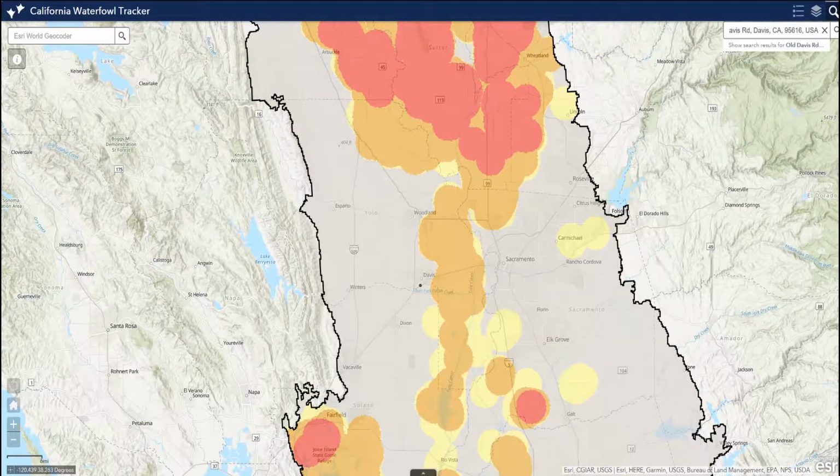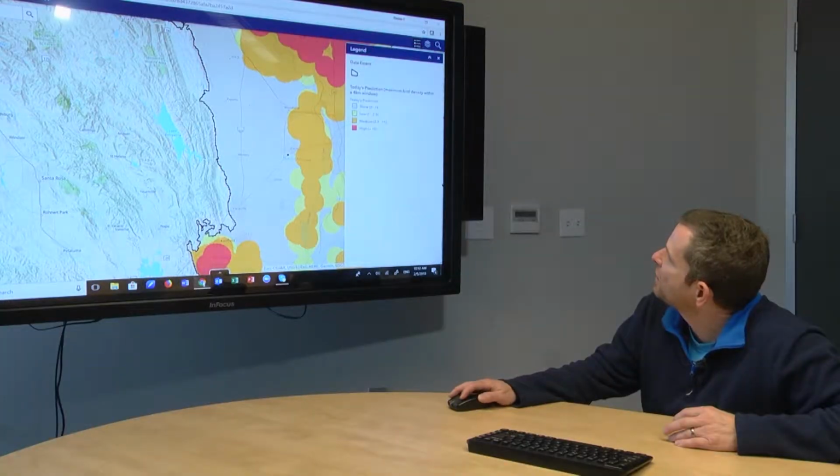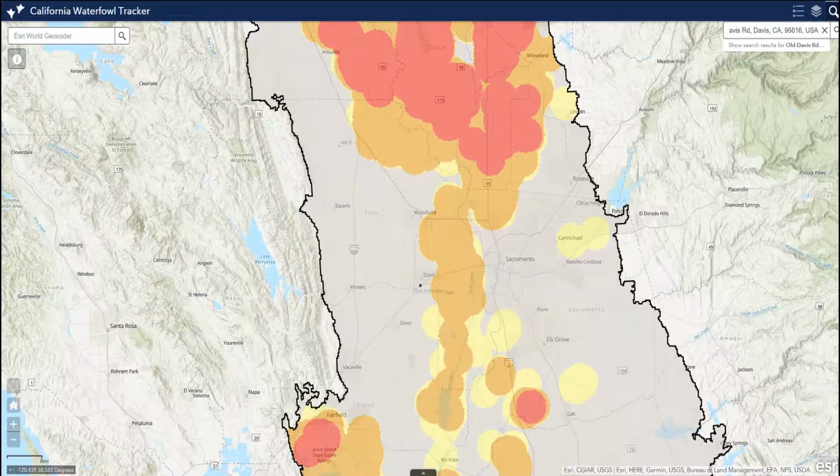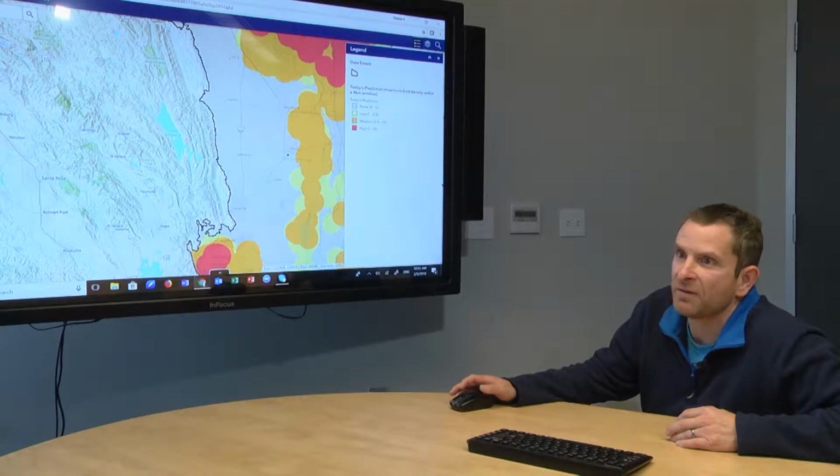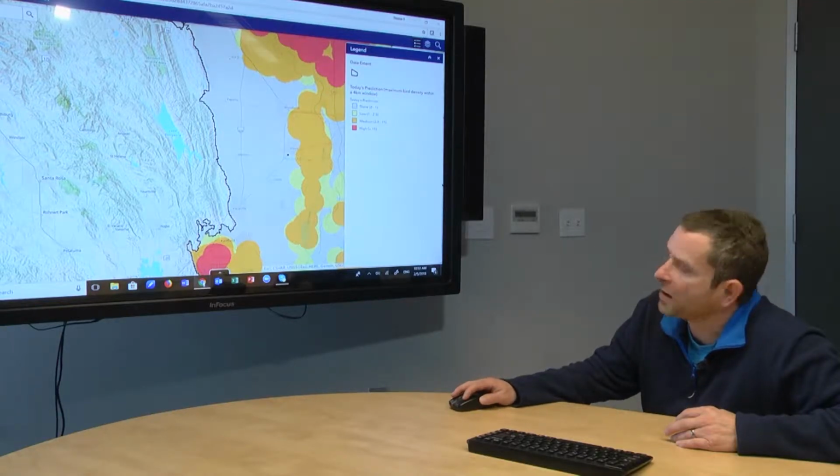You can see to the east of us, if we look at our legend, we have low and medium activity for waterfowl density. But in the Davis area, we don't see any potential risk of waterfowl roosting and feeding based upon our model.